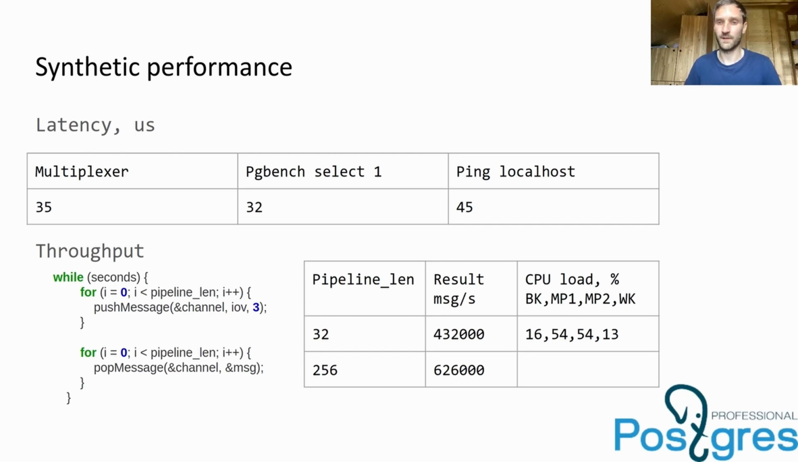Here are some synthetic numbers for latency and performance. The whole chain includes: we send messages from a backend to the first shared memory queue, first multiplexer, then through a TCP socket, second multiplexer, and at the end to the second shared memory queue and backend and worker, and then the worker sends the answer back. As can be seen, the results are near the hardware limits. The latency is mostly the same as pgbench select 1 or just ping localhost.